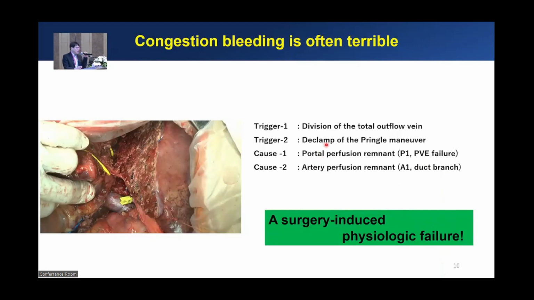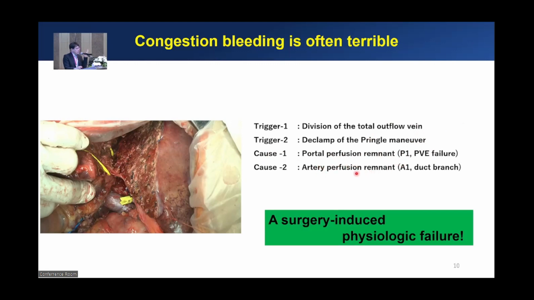So trigger one, division of the total outflow vein. So the final hepatic vein should be preserved, because Puanai said in his discussion, he divides the hepatic vein in the last phase. So this is an important point. And second, declamping the Pringle maneuver. Because the time is limited, our hospital clamp time is 20 minutes. So in the procedure, sometimes we have to declamp the Pringle maneuver. So these are the two triggers, and they cause portal perfusion remnant.